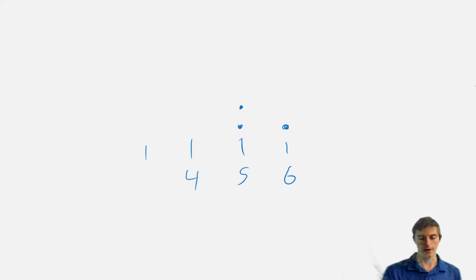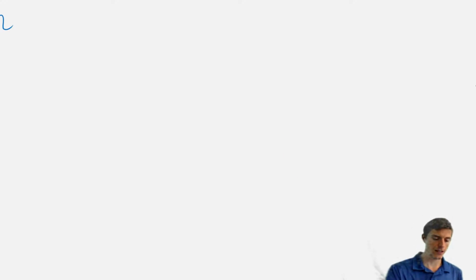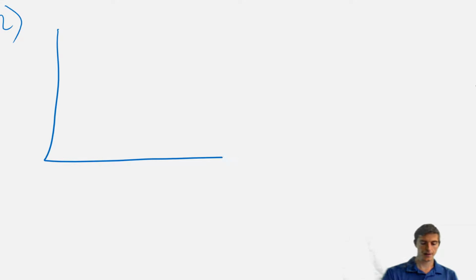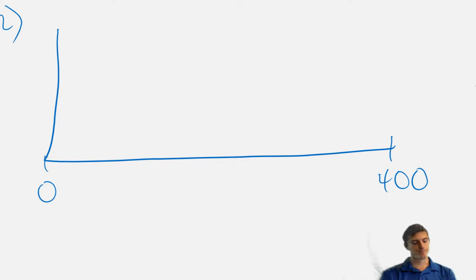I guess I wouldn't start off with it because it's the second thing I'm doing. Number two, they tell us we're going to make a histogram here that has a range from 0 to 400. I'm just going to do part of this. So I know I'm going to go from 0 to 400. And they say I have a bin width of 50. So bin width just means what I'm counting by. So I'm going to be counting by 50s.